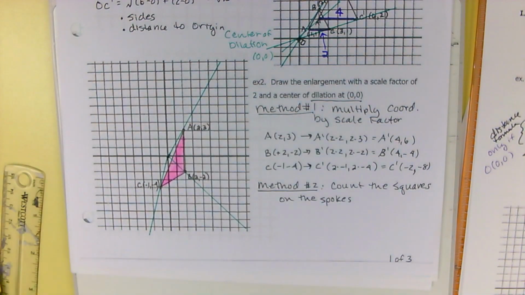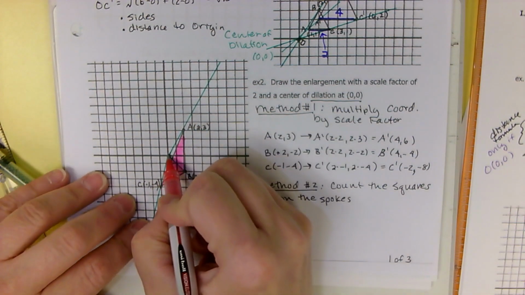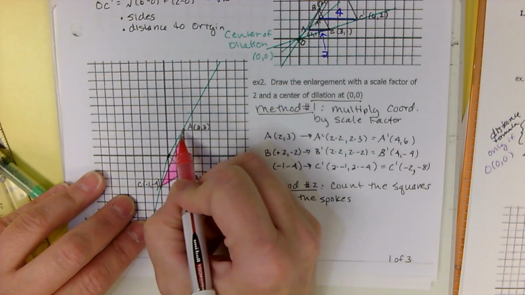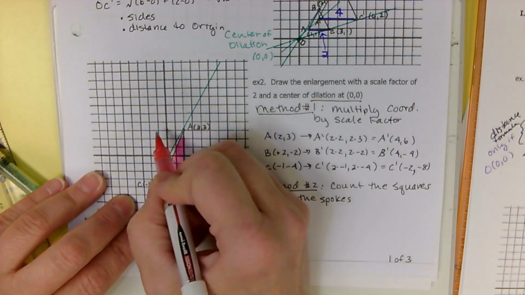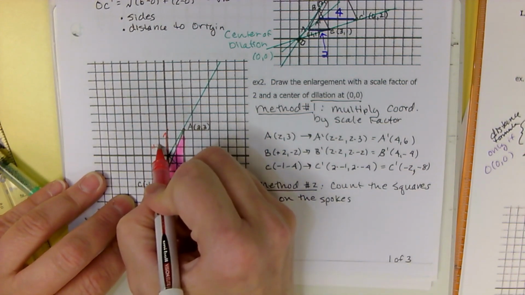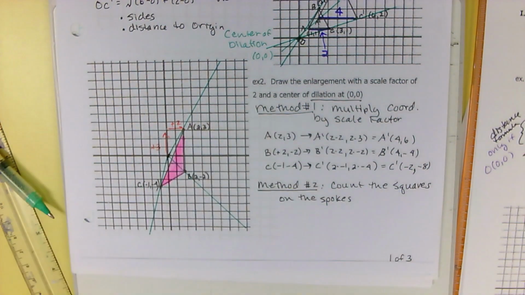Okay, so the second way to draw an enlargement, which is graphically, is to count the squares. So what do I mean by that? Well, if you start at 0, 0, to get from 0, 0 to A, I go up 3, 1, 2, 3, and over 2. So up 3 and over 2.